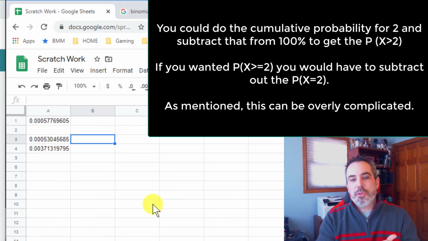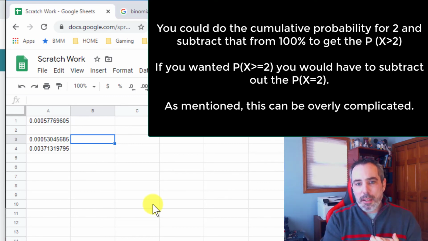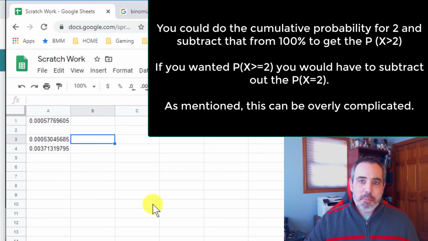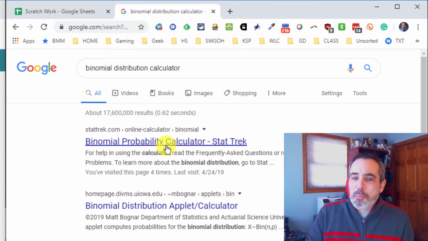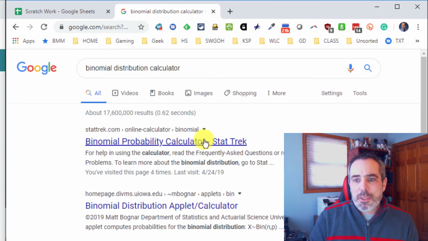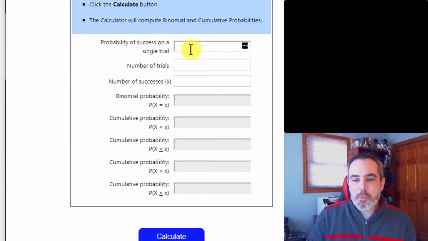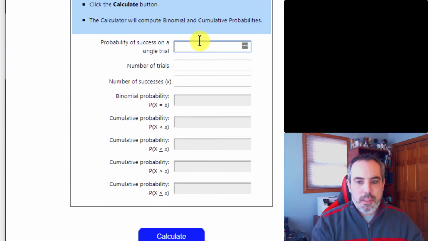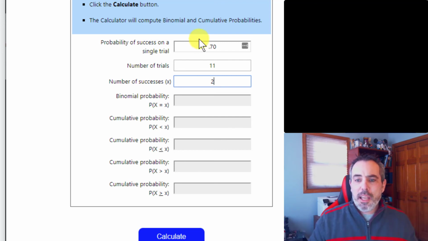So instead of doing the binomial distribution that way, what I would recommend is using a binomial distribution calculator. So in Google, I have Googled a binomial probability calculator. StatTrek is the one that I recommend. I really like it because it gives all of the options. What you have to do is interpret. So in this case, we are saying the probability of success on a single trial, 70% of the insects die. There's 11 insects, and I'm looking for 2. 2 is the key number there. Notice that's all I have to tell it.